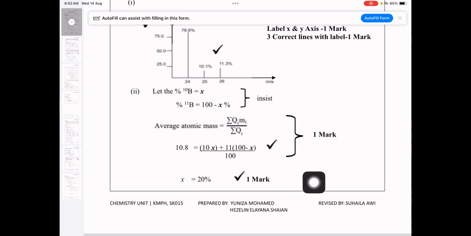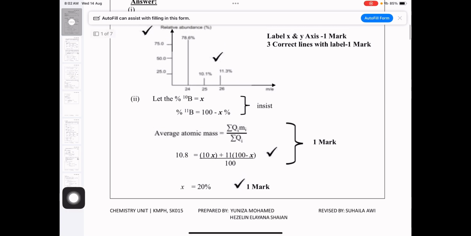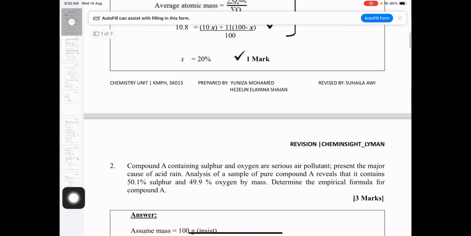So ada 2 markah. So markah yang pertama pada nilai yang kita masukkan dalam formula average atomic mass, and 1 mark pada markah 20% ya, value of 20%. Okay, so dekat sini dah total 4 markah.